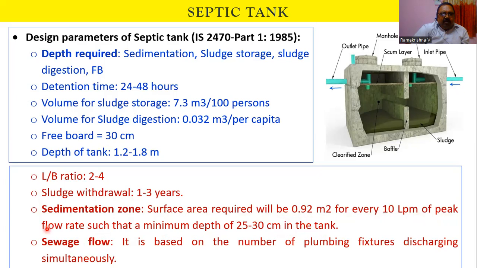And what is this peak flow? Peak flow is based on the number of plumbing fixtures discharging simultaneously. Plumbing fixtures means your wash basin, other taps, bathroom sinks, all these things put together. If they are operated continuously, how much water is expected to be generated in the house? That is how you calculate. These details are given in the code book for reference.